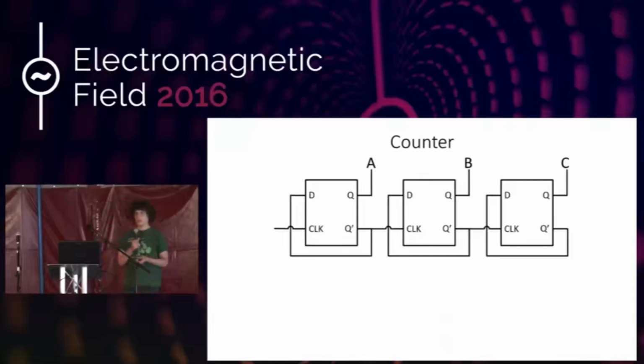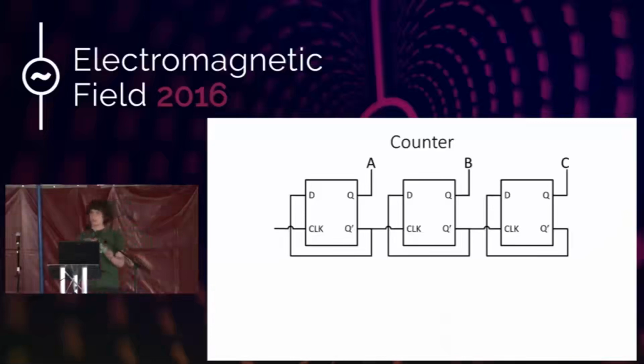So what we do now is we connect the inverted output to the data input. So now, whenever the flip-flop receives a clock signal, so a rising edge on the clock, it will copy what is on the inverted output to its output. So it will basically toggle. If the output was a 1, it will now be a 0. If it was a 0, it will now be a 1. And what we do then is we also connect this inverted output to the clock signal of the next flip-flop.